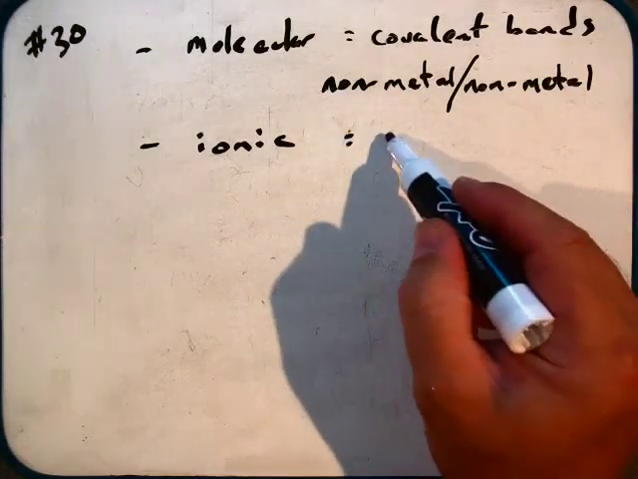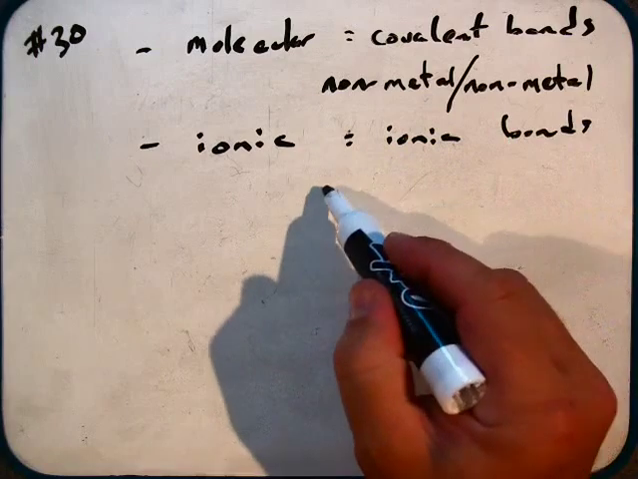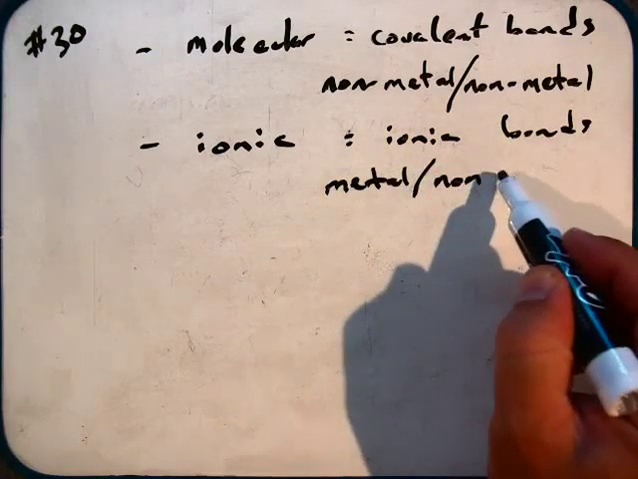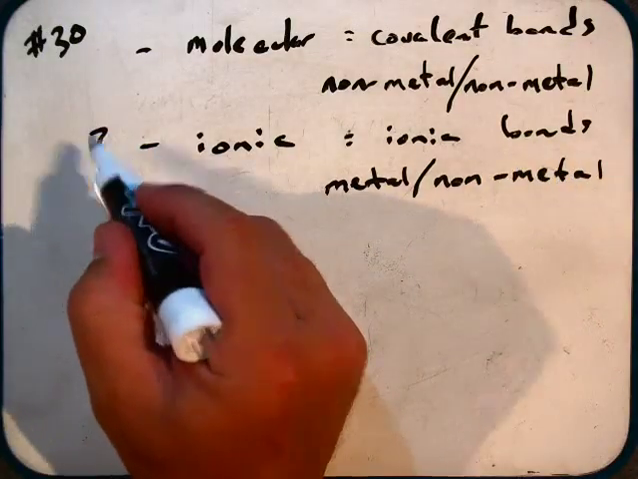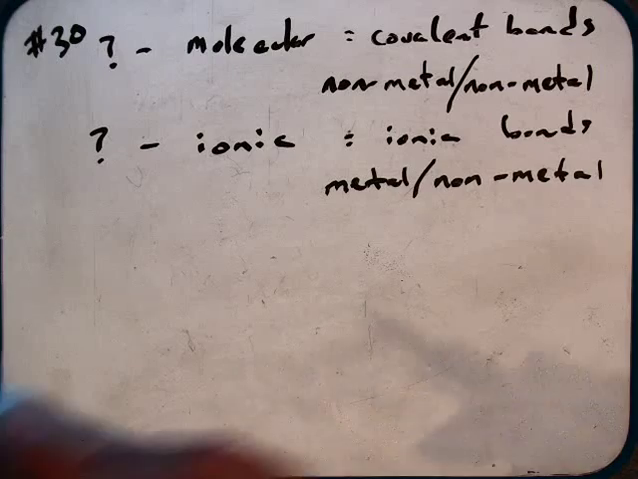And so ionic would involve ionic bonds, and that would be a metal paired with a non-metal. So that's really the question we're asking. Is it molecular or is it ionic? Or in other words, are we talking about 2 nonmetals that are interacting with one another through bonding? Or do we have a metal and a nonmetal?